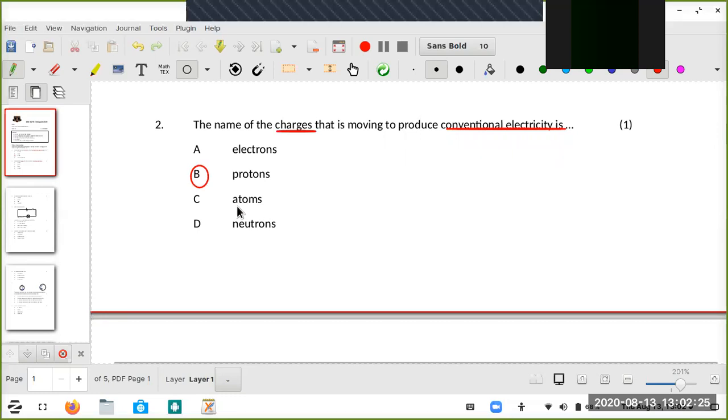Remember, atoms can only vibrate. We generally refer to them as atoms, and as a particle, and it is made up of electrons, protons, and neutrons. The electrons orbit around the nucleus of an atom, where the nucleus is formed by protons and neutrons. So if the proton is in motion and is moving along a conductor, it produces what we call conventional electricity. That's 2B.